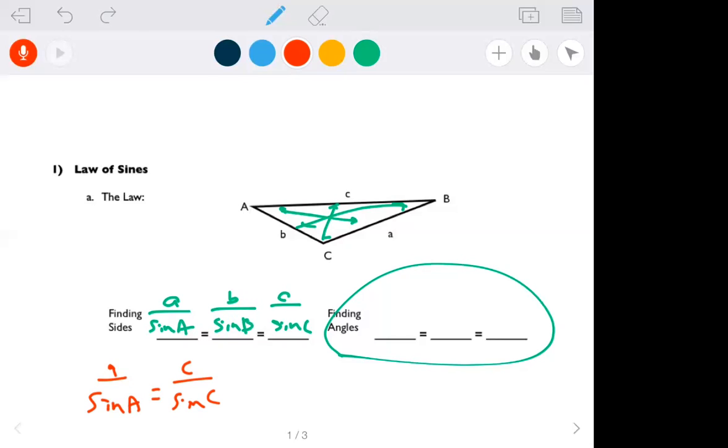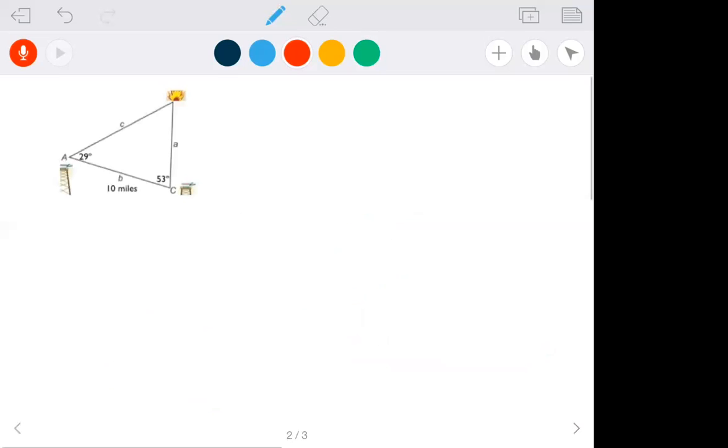But what this formula is providing us is that if you take the side length and you divide it by the sine of its corresponding angle, it's going to be equal to any of the other two side lengths divided by the sine of its corresponding angle. These are equal ratios, with a side length divided by the sine of its angle. So let's try an example.